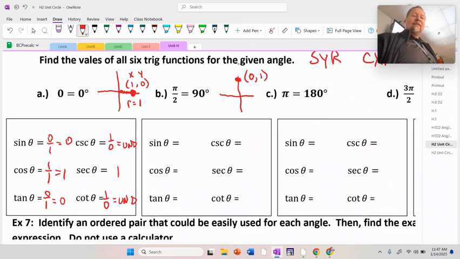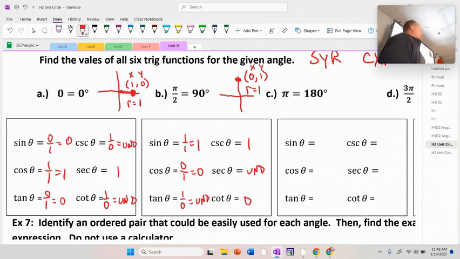0, 1. Not just 1. And then r equals 1. And then label them x, y, r. So what's sine? 1 over 1. Cosecant's 1. What's cosine? SOH-CAH-TOA... x over r. 0 over 1. 1 over 0 is undefined. You should be able to get this now. What's tangent? Tan is y over x, which is 1 over 0. That's undefined. So 0 over 1 is 0.